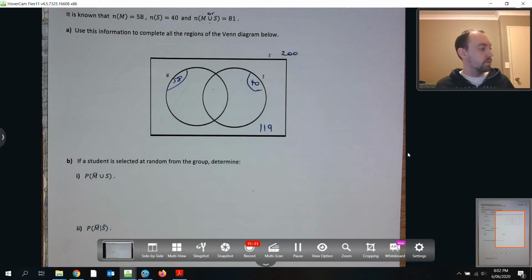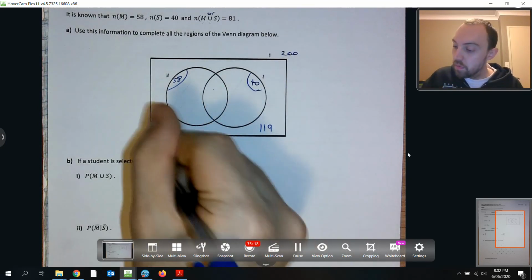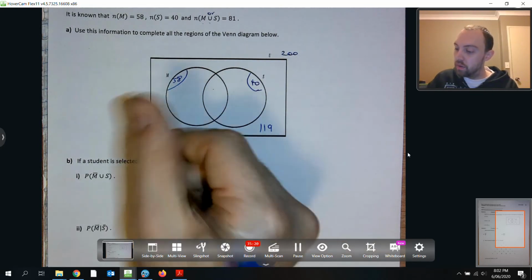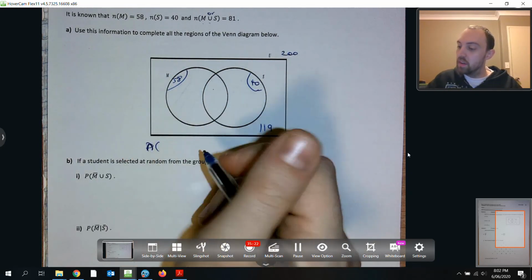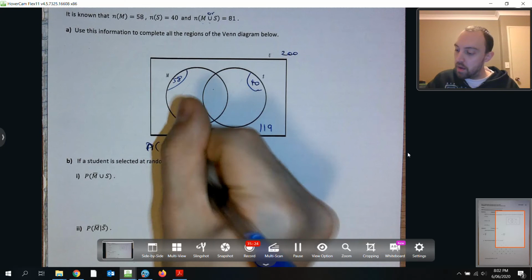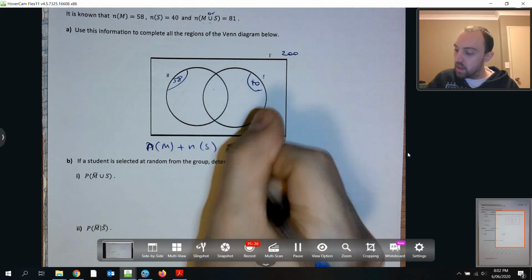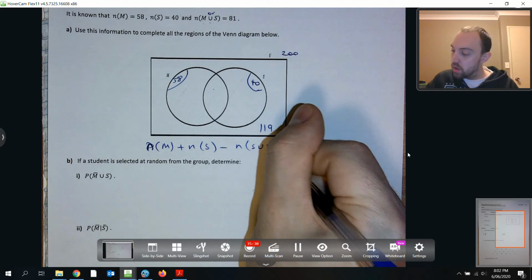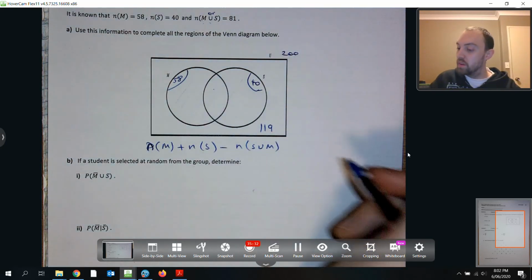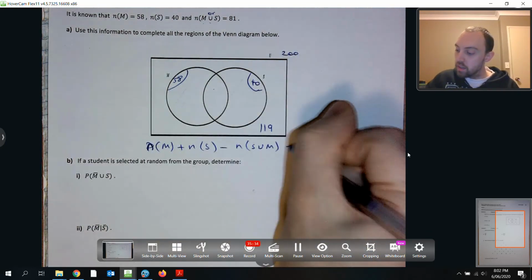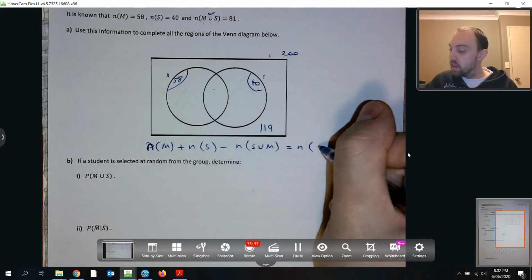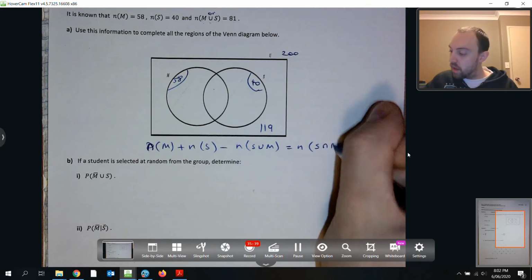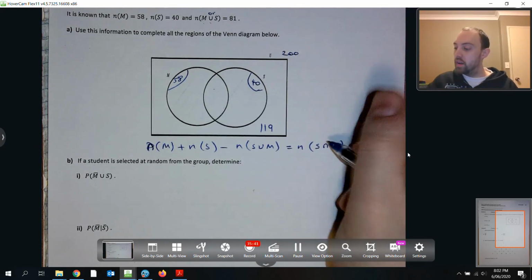Yep, question 5a, we've done something exactly like this. The number of elements in M plus the number of elements in S, take the number of elements in S union M, or vice versa, gives me the number of elements in S and M.